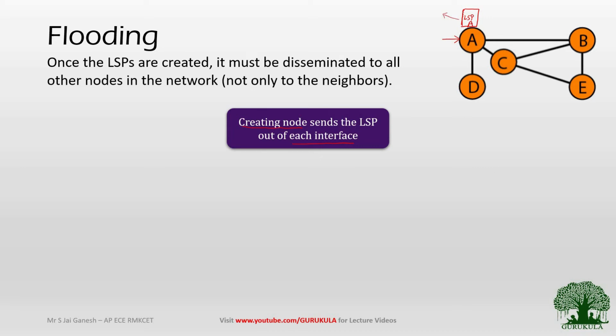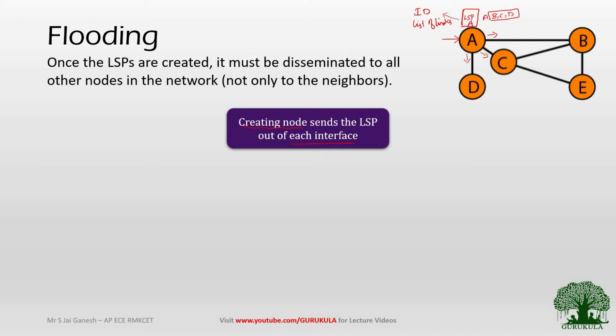So the first one is the node identity. Node identity is nothing but any number that is used to identify this particular node on the network. Generally, it will be an IP address. And the second one is the list of links. The list of links is the information about the neighbors that A will be disseminating. So A is connected to B, A is connected to C, and A is connected to D. This is the list of links that A will have.